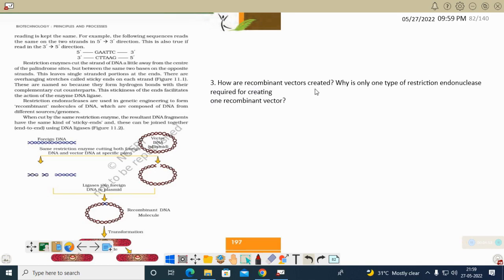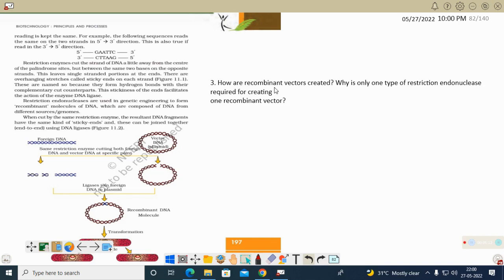How are recombinant vectors created? Why is only one type of restriction endonuclease required for creating one recombinant vector? This is from the Biotechnology: Principles and Processes chapter. Okay, so how are recombinant vectors created?